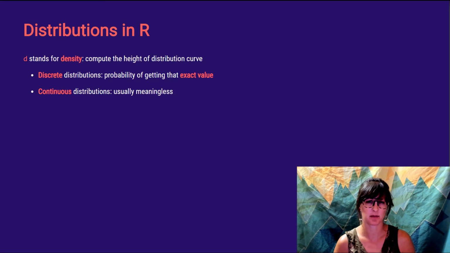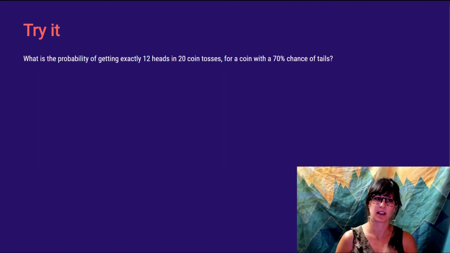For continuous distributions, this is kind of meaningless. I can't really ask the question, what are the chances that the next person is exactly 5'9"? Because how do I know they're not 5'9" and a quarter, or 5'9" and an eighth, or 5'9" and 1/100th, or 1/1000th? You just can't get perfect precision, right? Any height is technically possible. And so with continuous distributions, the density is not really a meaningful measurement. So we really only use this in the context of probability for discrete distributions.